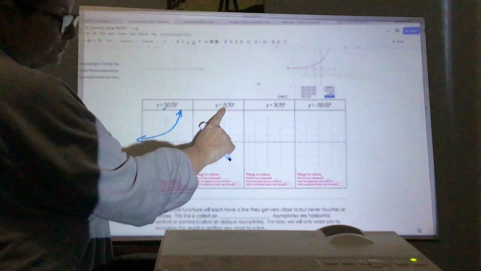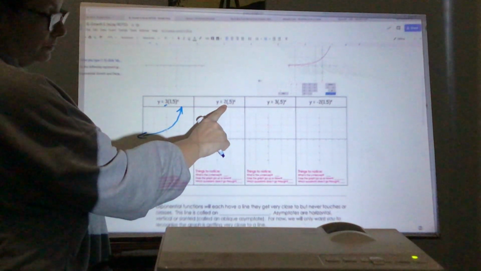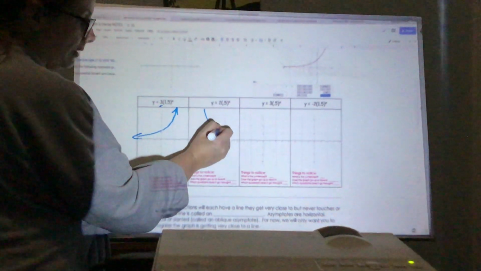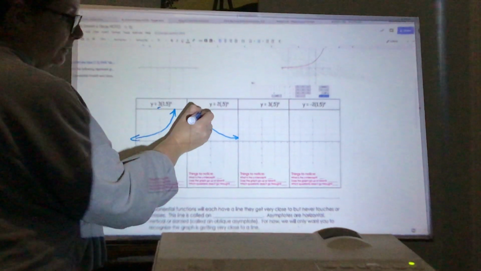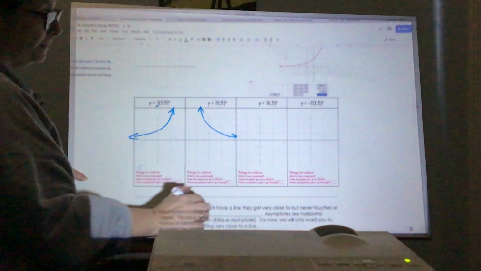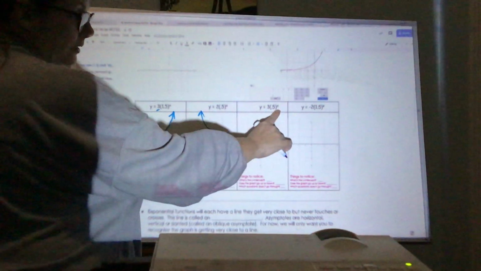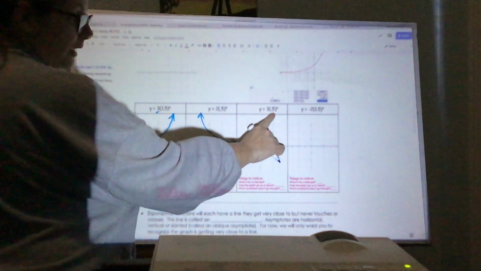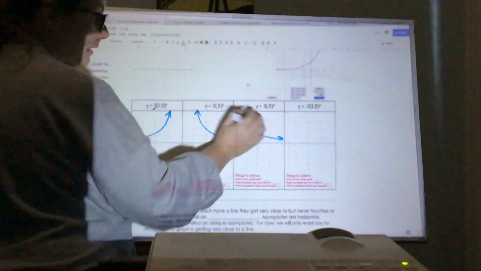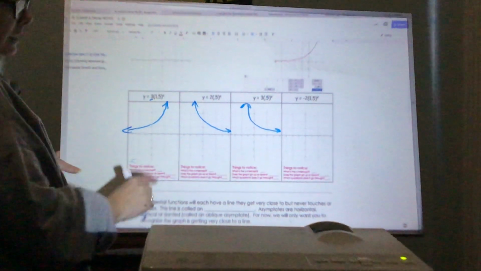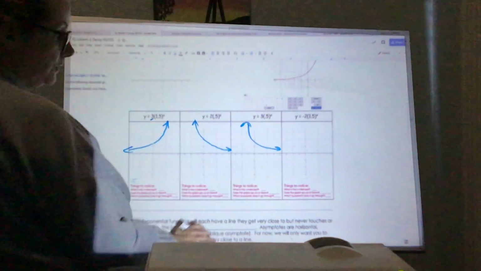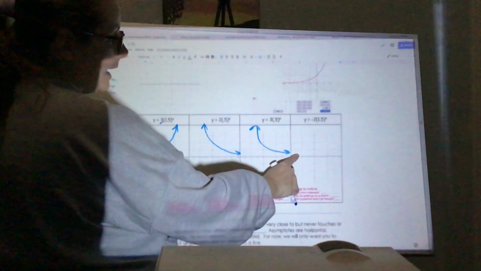This one was different because it should have crossed y at 2, but because this number is less than 1, this graph was going to go down in this direction. Again, not touching the x-axis, but it gets very close to the x-axis. This one should cross at 3 and go down from left to right. And all of these graphs are staying in the first and second quadrants. The only one that didn't stay in the first and second quadrant is this last one.